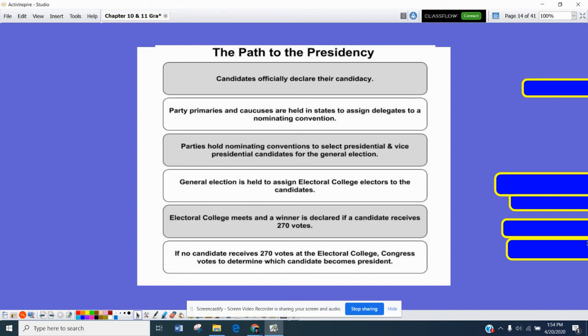All right. If no candidate receives 270 electoral votes in the Electoral College, Congress will then vote to determine which candidate becomes president. That's happened when we talk about the election of 1870. I've got to think, 1870. Basically, it's the election that ends the situation with the Reconstruction in the South. And certainly there were a lot of people that were really not necessarily happy with the results of that election.